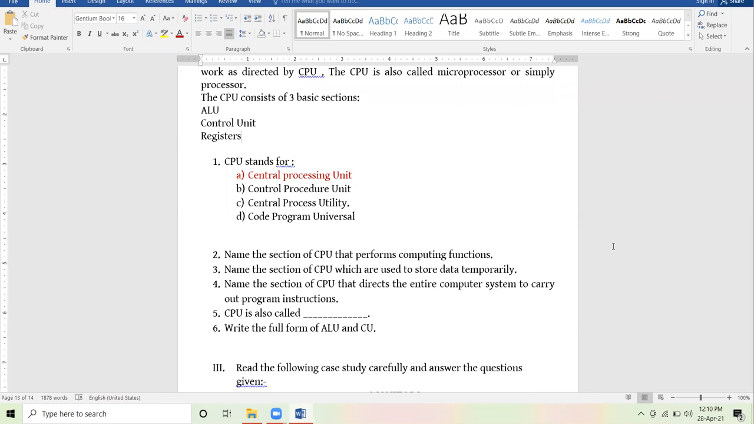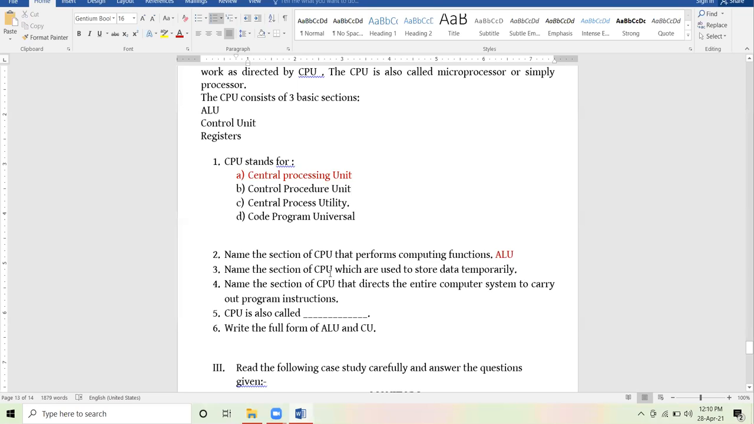Name the section of CPU that performs computing functions. Okay, Raghav, unmute yourself. Computing means calculation type. ALU. ALU is the section of CPU that performs the computing functions.